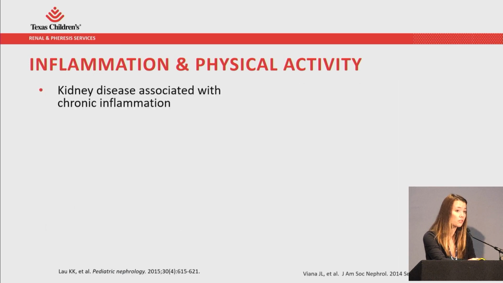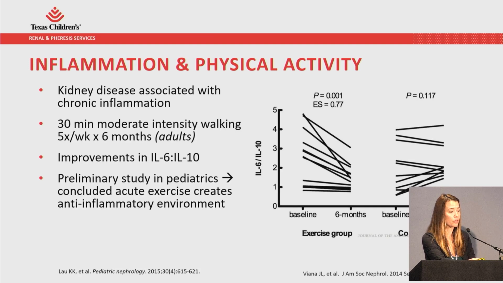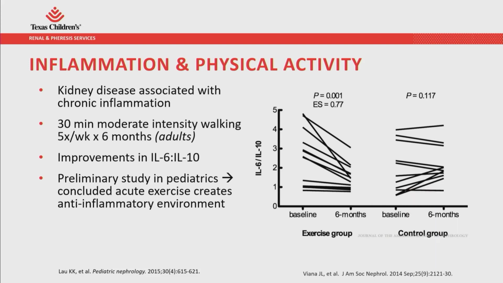And so we all know kidney disease is associated with chronic inflammation. And there are some preliminary studies in pediatrics that show the effects of acute exercise can create that anti-inflammatory environment as well. And this study that I'm showing you on your right is really a study of adults. It was an intervention study for adults with CKD, where they performed 30 minutes of moderate intensity walking, just like a brisk walk, 5 times a week for 6 months. And they actually found improvements in the IL-6 to IL-10 ratio compared to their healthy controls. And so exercise may also counteract the effects of what kidney disease is already inherently doing.